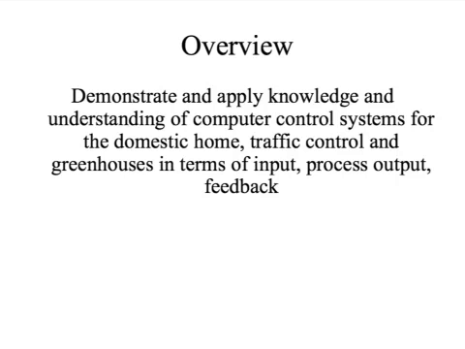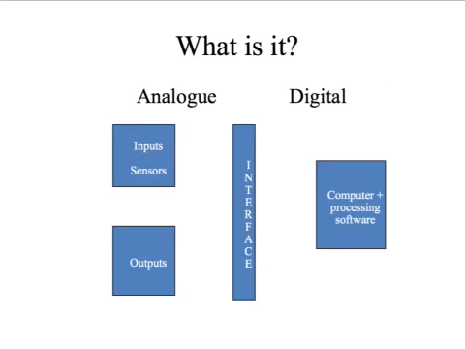Your home is filled with about 75 different computers on average. There are computers in your fridge, your microwave, your washing machine, and even your toaster. So, what is a control system?